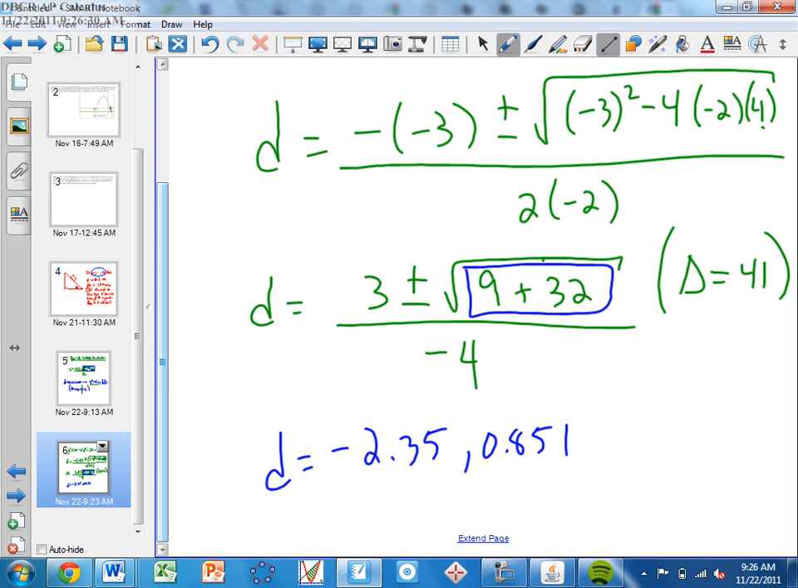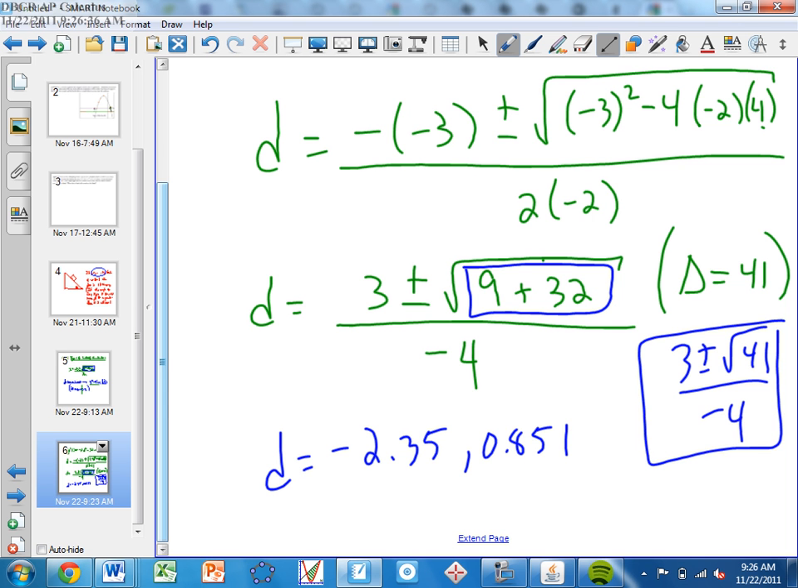No, absolutely not. Your answer could have been left as 3 plus or minus root 41 all over negative 4. You can leave it as that, as the 2 roots. But for today, I'm doing this so we can see the effect of our roots, or the result of our roots, as a result of the actual discriminant. So what do the roots come out to be based off this discriminant? That's what we're going to look at.